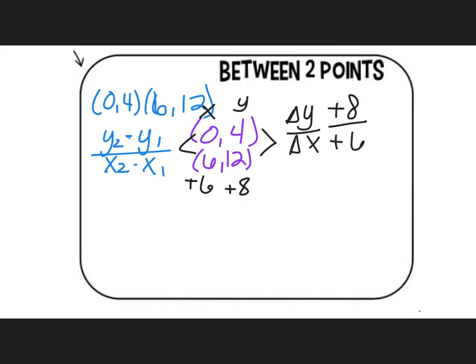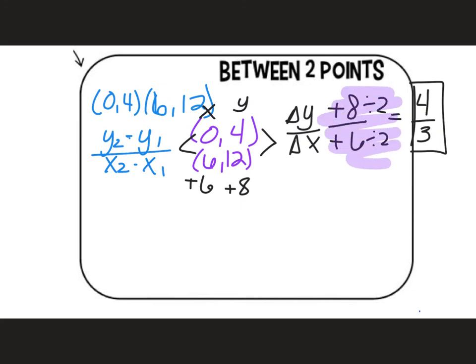So 8 over 6. But of course, I can simplify. Both of these are divisible by 2. So when I simplify, I end up with 4 over 3. Leave it improper. There's no sense in changing it to a mixed number. But be sure you're always simplifying. That's a big piece, because if it's not simplified, then it's not accurate.